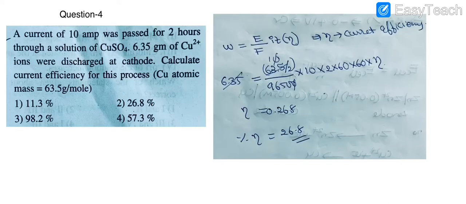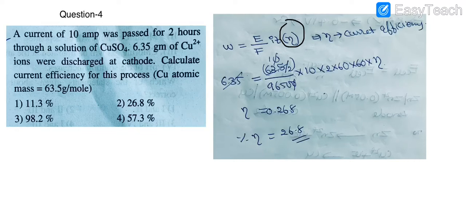Next model. In this case, they are asking for the current efficiency. In this type of problem, when you write the formula, you can directly include the efficiency, eta, and then do the same way as we have been doing, and you will get the answer. W is equal to E by F into I t into eta. Eta is the current efficiency.